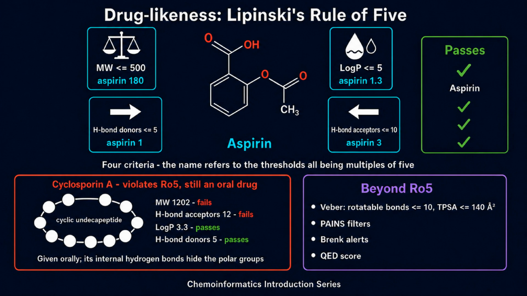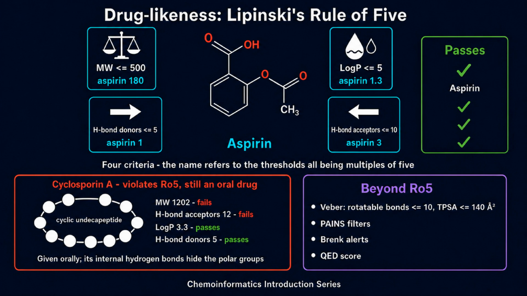Aspirin passes all 4 comfortably, with a molecular weight of 180, a log P of 1.3, 1 donor and 3 acceptors. Cyclosporin A is the classic exception. It is a cyclic peptide of 11 amino acids with a molecular weight of about 1,212 and many hydrogen bond acceptors, so it fails 2 of the 4 criteria outright, and yet it is given orally because internal hydrogen bonds fold the molecule up and hide its polar groups.